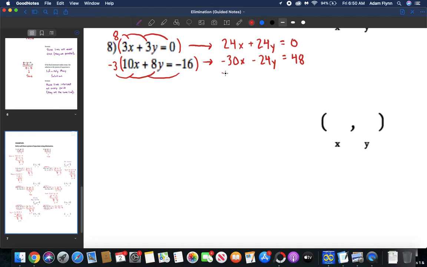I can combine these now. If I do that, 24y minus 24y will eliminate. 24x minus 30x is going to be negative 6x. And 0 plus 48 is going to be positive 48. So to get the x by itself, I can divide both sides by negative 6. Negative 6's will cancel on the left, so I get x equals 48 divided by negative 6, which is going to be negative 8.